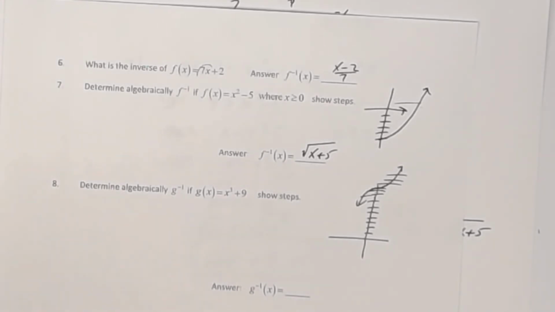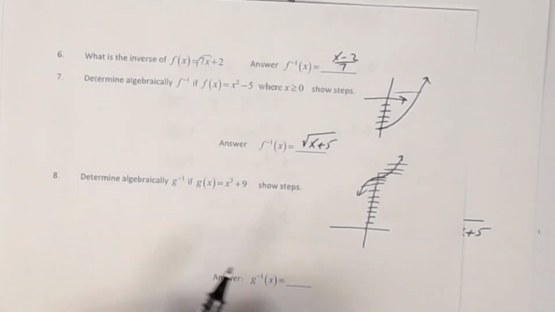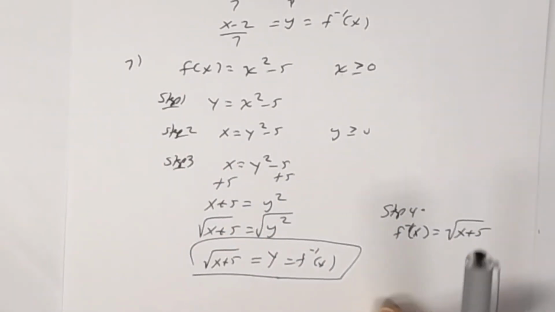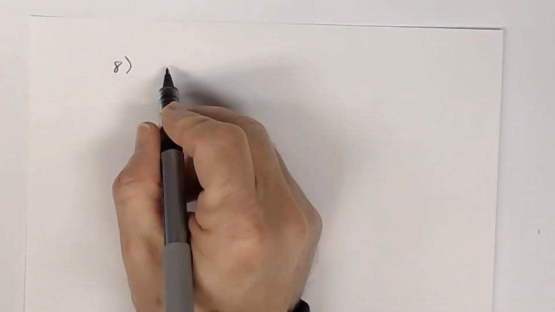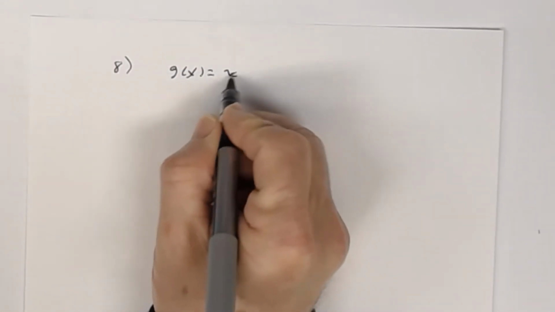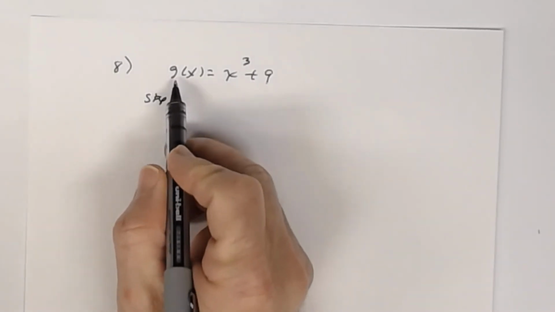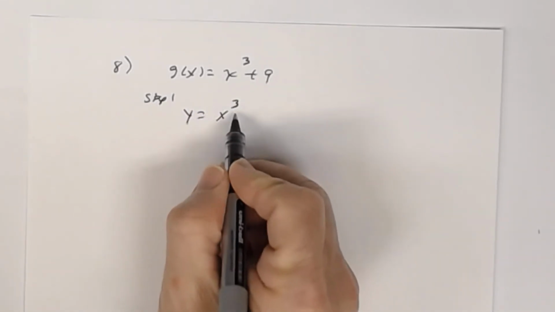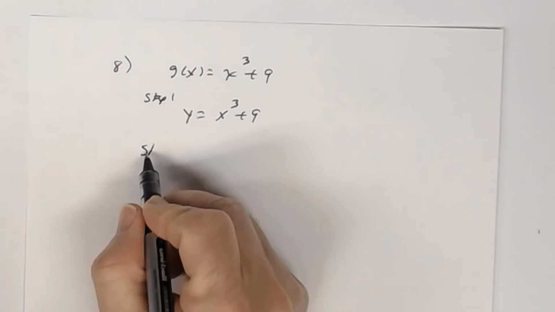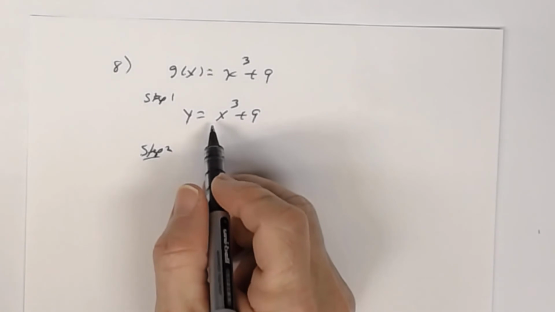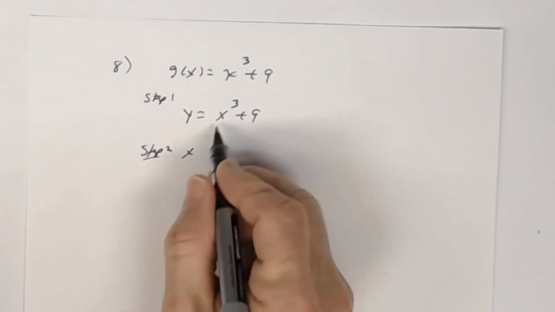Okay, now let's find the inverse. So to find the inverse, you do all the same steps, nothing different. So number 8, g of x is this. Okay, step 1, you replace g of x with y. So y equals x cubed plus 9. Step 2, interchange the coordinates. So interchange the variables, I should say. So y becomes x and x becomes y.